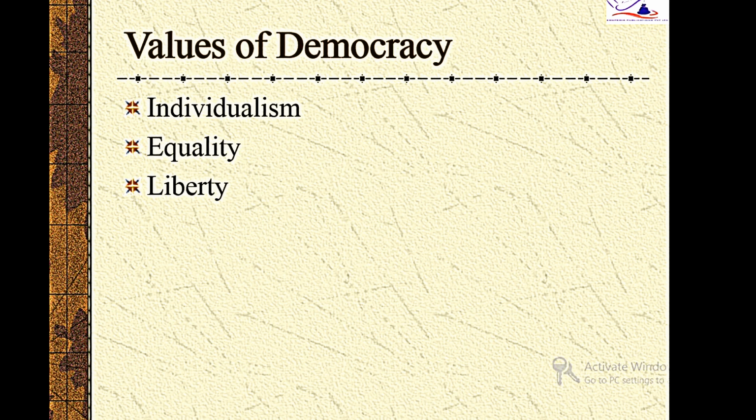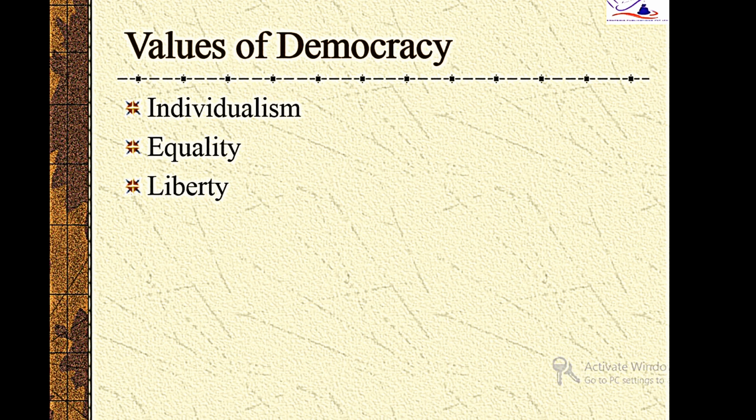So what are the core values of democracy? Individualism, equality, and liberty. Individualism means that the dignity and integrity of the individual is of supreme importance. It suggests that achieving the fullest potential of each individual is the best measure of the success of a political system. Equality. All normal individuals are equal in their talent, but each individual has an equal claim to life, liberty, and pursuit of happiness, and this is granted by the Constitution of India.